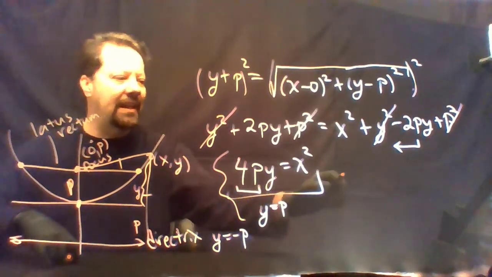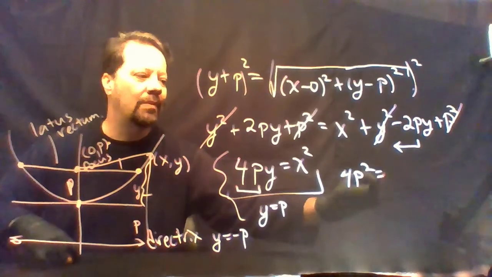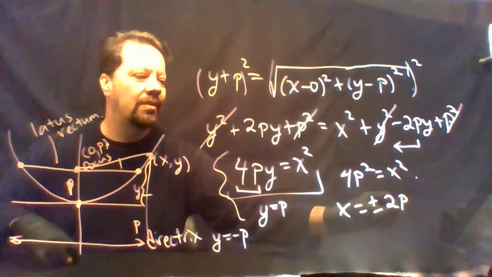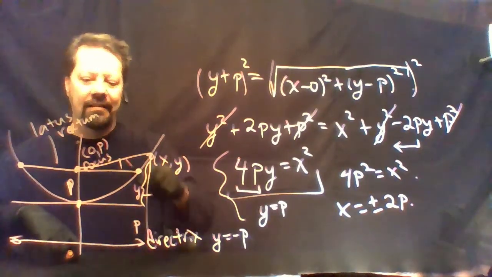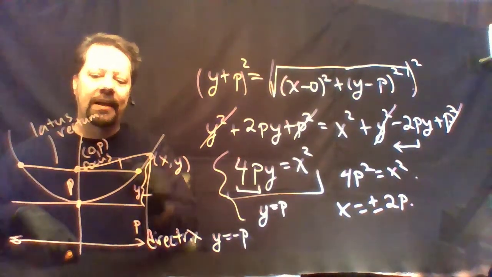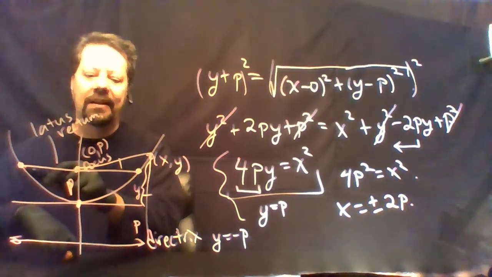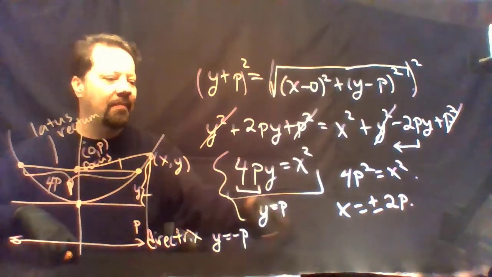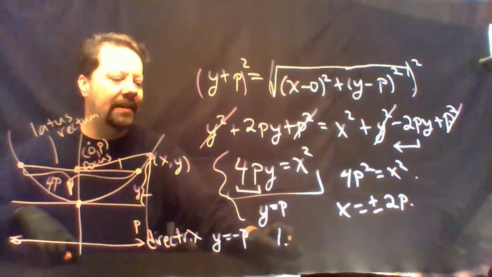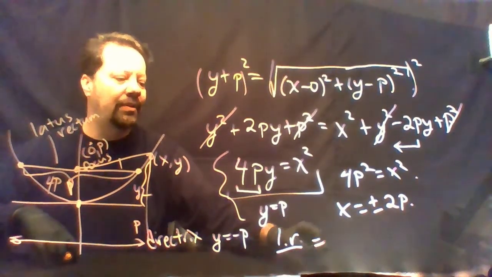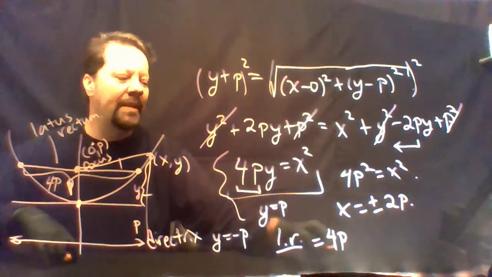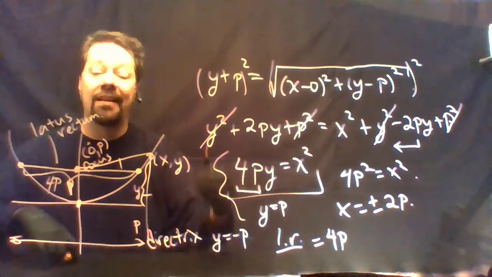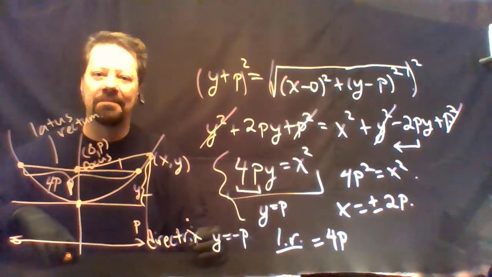So if y is equal to p, we have 4p squared equals x squared. So x will be plus or minus 2p. That means you go 2p units this way and 2p units this way. So the entire distance is 4p. So the latus rectum has length equal to 4p, 4p being the coefficient of y. So whatever the coefficient of y is, that's the length of the latus rectum.